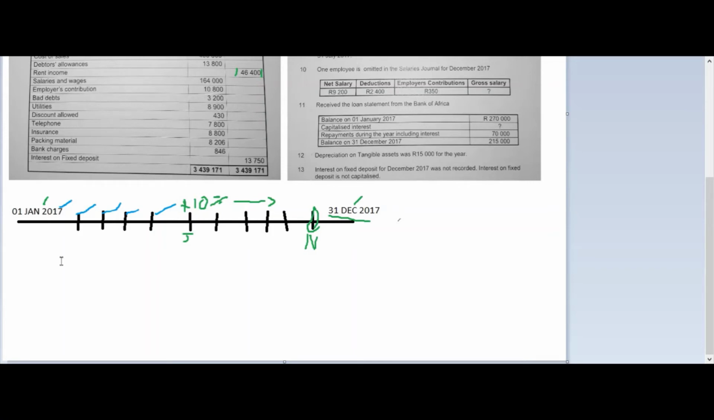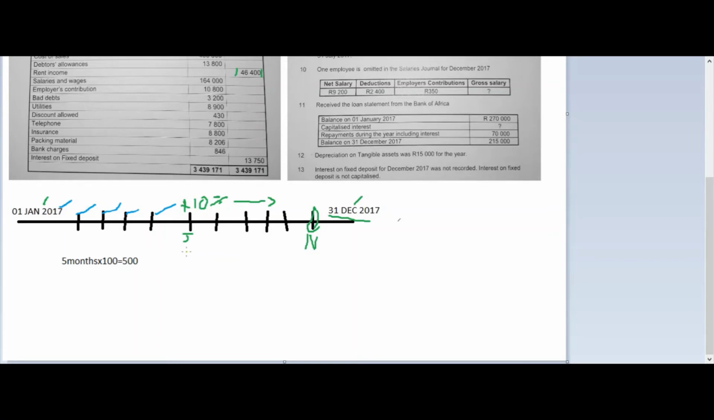What I'm going to do is take that 5 months, multiply that by the 100%, which equals 500. The next stage in calculating our rent income will be to find out how many months I have that have the additional 10% increase.